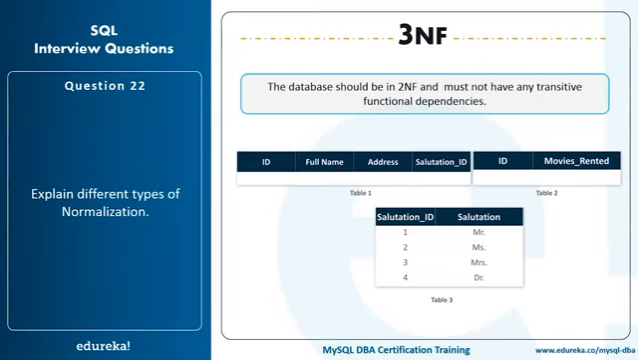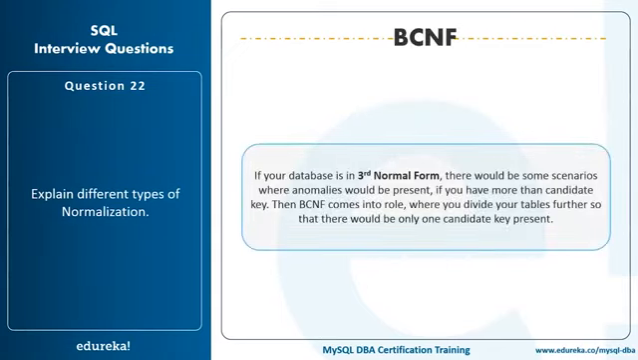Now, moving forward to the final type of normalization, that is BCNF. If your database is in third normal form and there are still some scenarios where anomalies would be present, and if you have more than one candidate key, then BCNF comes into play when you further divide your table so that there is only one candidate key present.